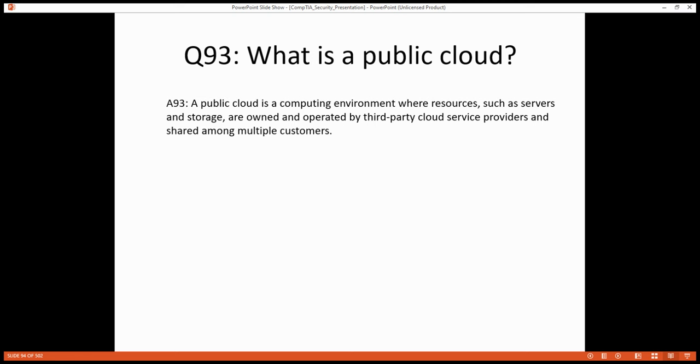Q93. What is a public cloud? A93. A public cloud is a computing environment where resources, such as servers and storage, are owned and operated by third-party cloud service providers and shared among multiple customers.